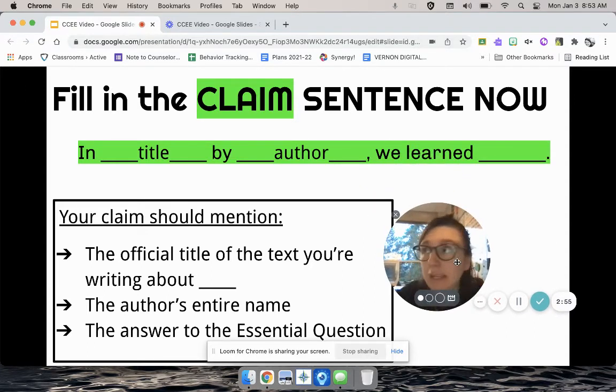If we're writing about the impacts of water scarcity, you would need to say, in A Long Walk to Water by Linda Sue Park, we learned that water scarcity is a problem for one of the main characters. Done. Moving on. You could name them, Nia or Salva. You could not. You've got choices as a writer.